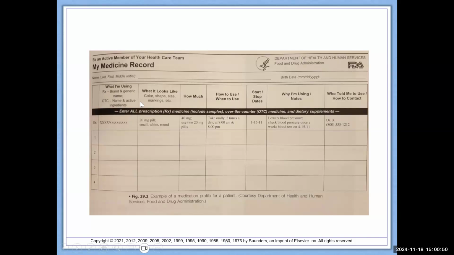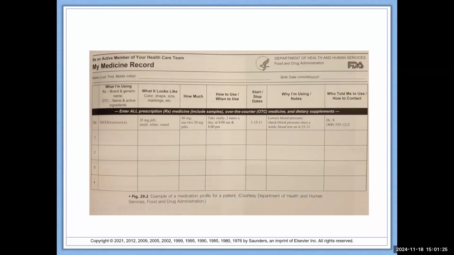So as you can see in the first column, I don't know if you could see my mouse right here, it'll say what I'm using, the brand, the generic name, ingredients, active ingredients, and it'll go down the line. And then over here, the second column, what it looks like, the shape, the color, the markings. As you can see here, a 20 milligram pill. It's small, white, round, for example. And then you have the third column, how much of it do I take? So that's like 40 milligrams. I take 20 milligram pills a day. How to use it, start, stop dates, why I'm using them, and who told me to use them.